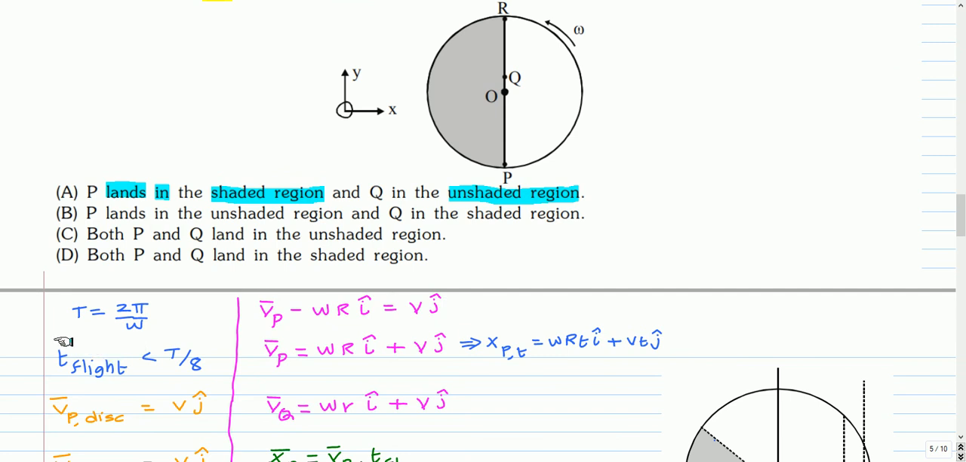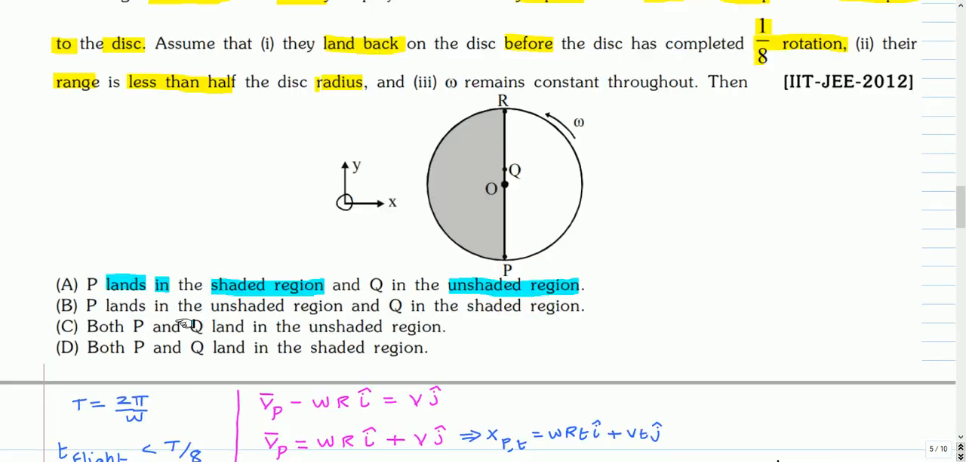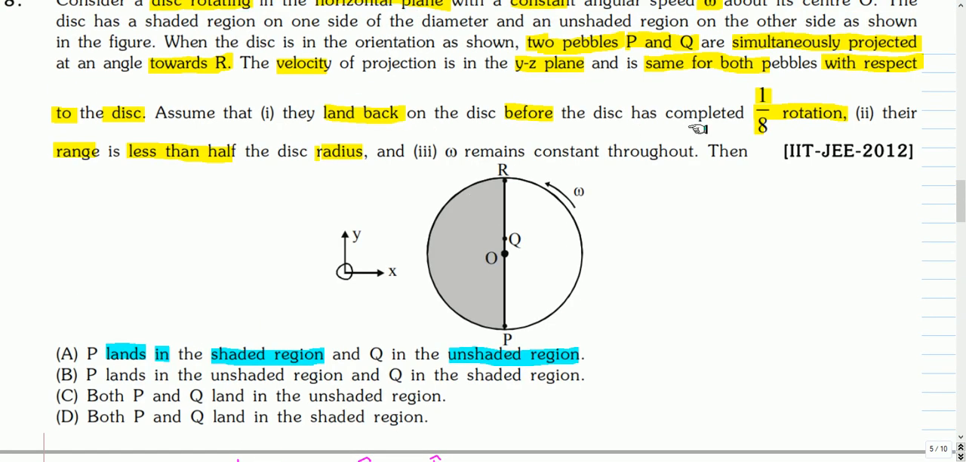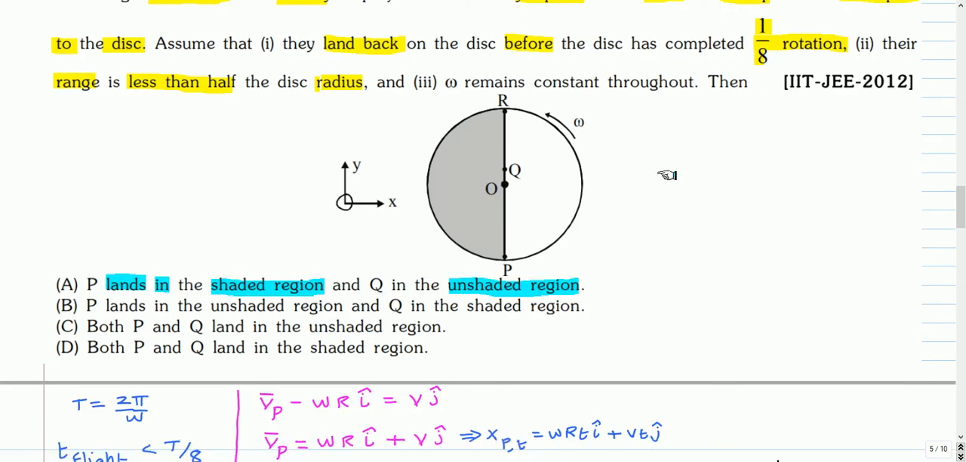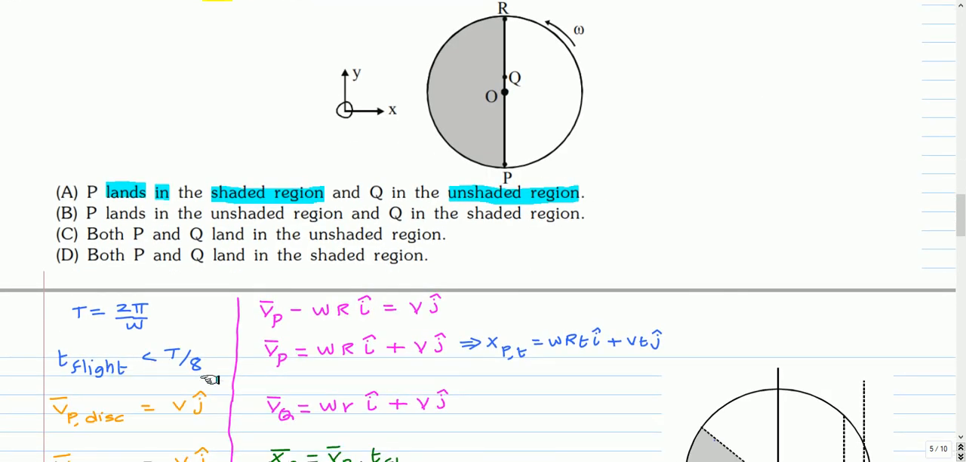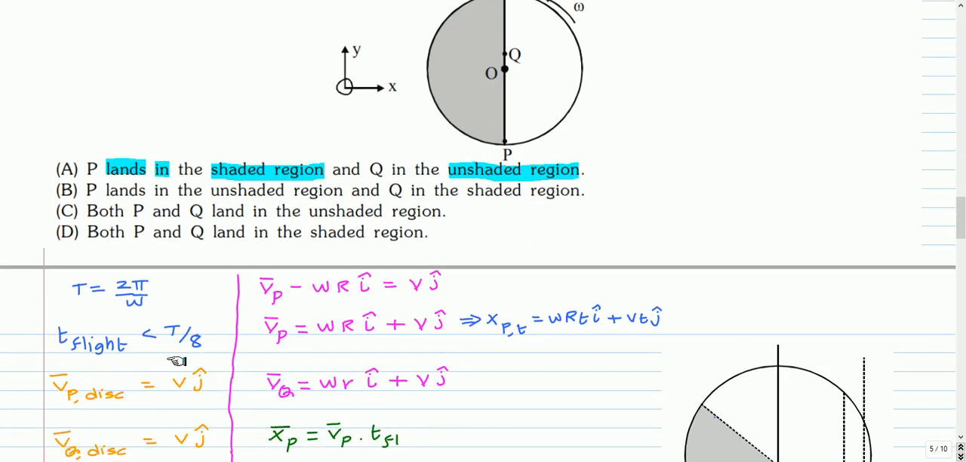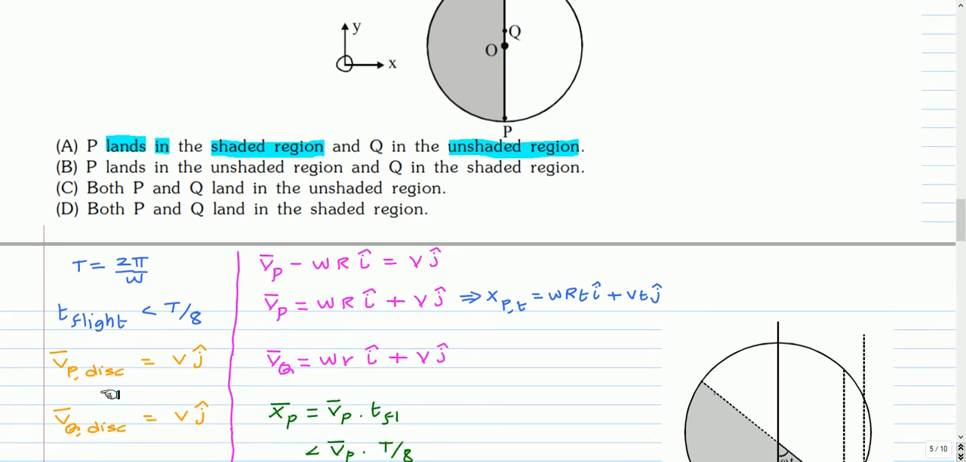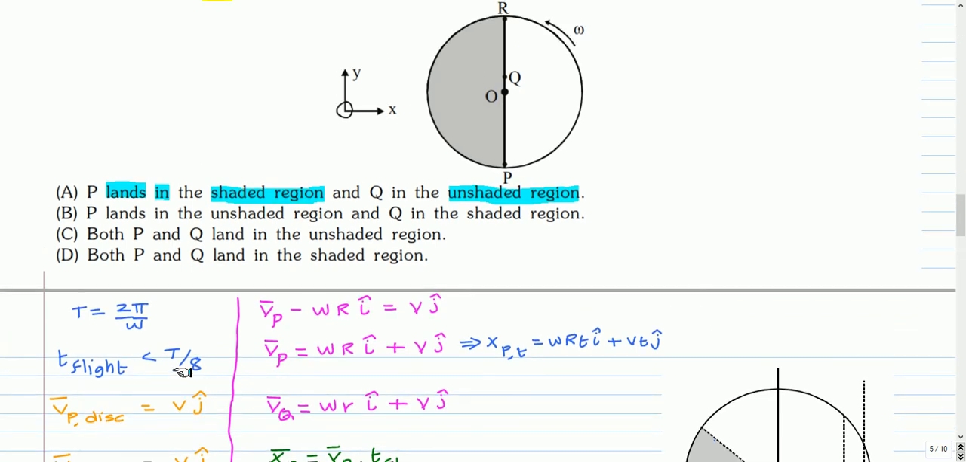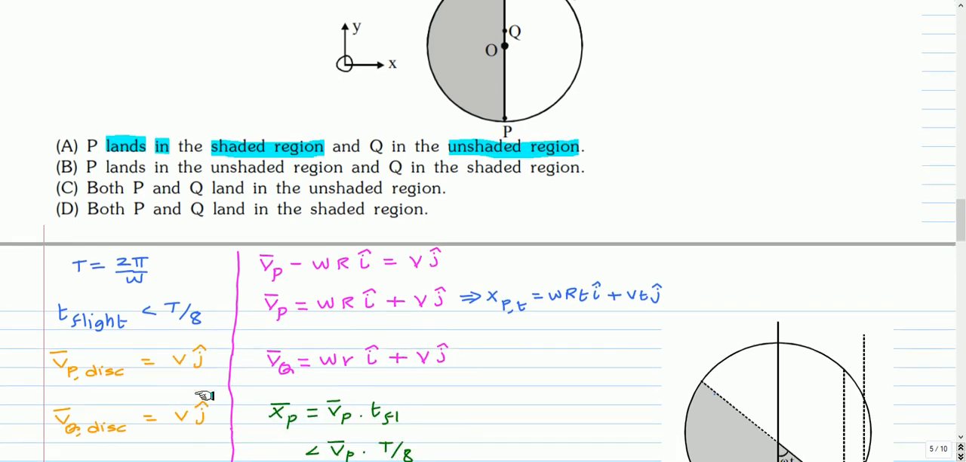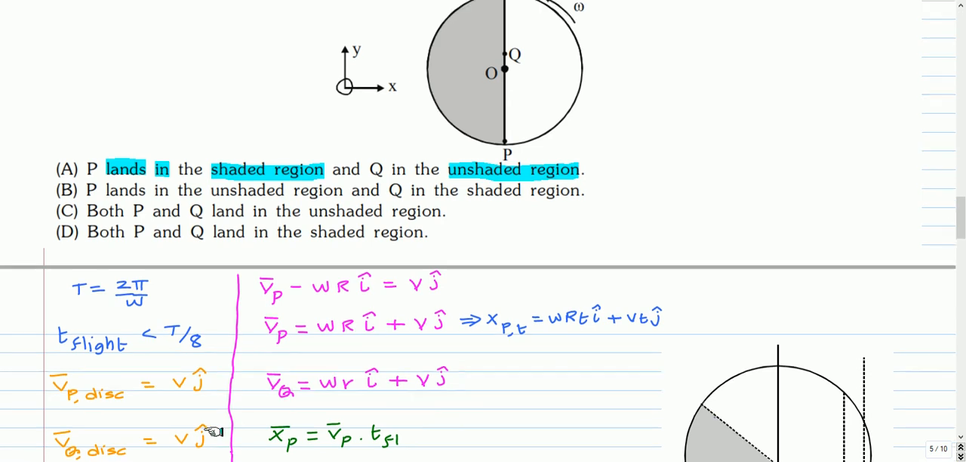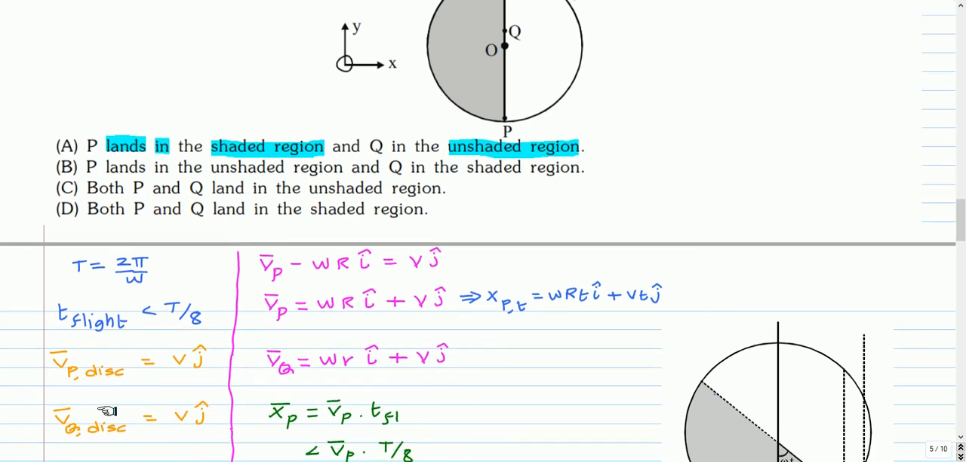So the period capital T is 2 pi by omega, and they have said the pebble lands before the disk has completed 1/8 of the rotation. So the time of flight is less than 1/8 of the time period. And the velocity of the pebble P with respect to the disk is towards R, so that is in the j cap direction, and let it be V, so it's V j cap. And the velocity of the pebble Q is the same V j cap, and this is given in the question. Both the pebbles have the same velocity with respect to the disk.